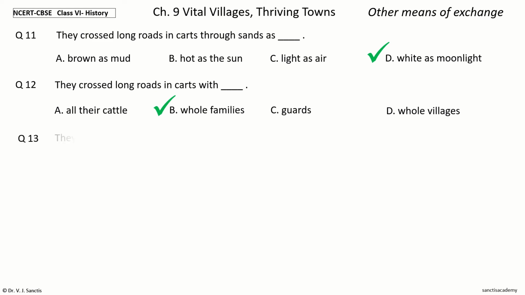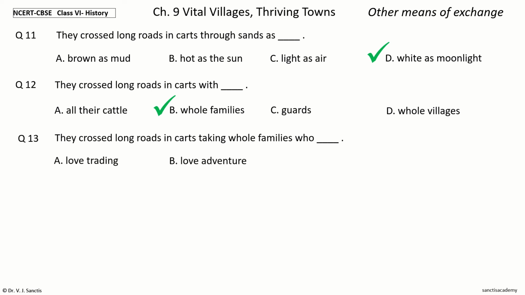Question 13. They crossed long roads in carts, taking whole families who dash. The options are love trading, love adventure, hate villages, hate to be left behind. Your time to choose. And the answer is hate to be left behind. So, they crossed long roads in carts, taking whole families who hate to be left behind.